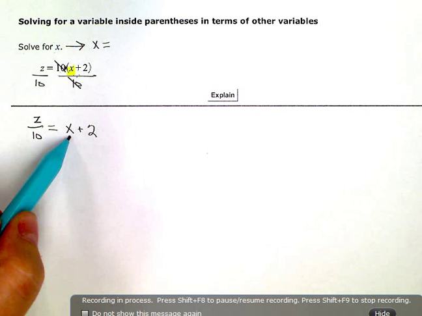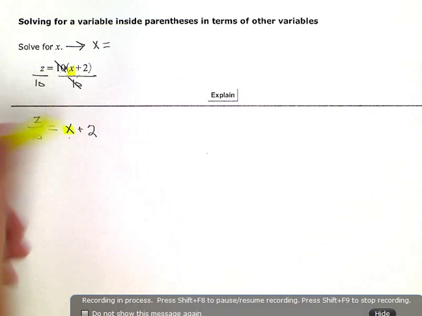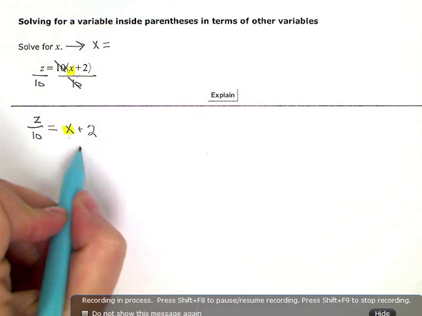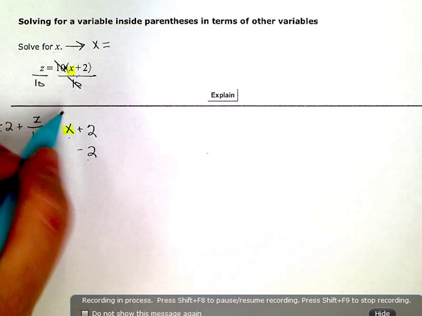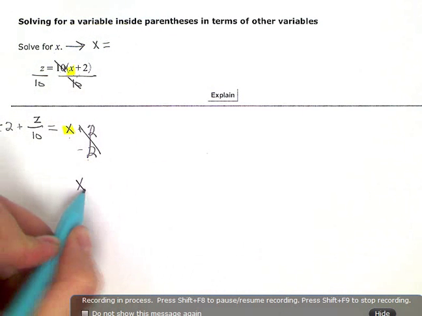Well, I'm still trying to get the x by itself. So now I need to get rid of that plus 2. The opposite of adding 2 is subtracting 2, and I need to do that from both sides. So subtract 2 or add a negative 2. These are going to zero out, and that leaves me with just my x over here.